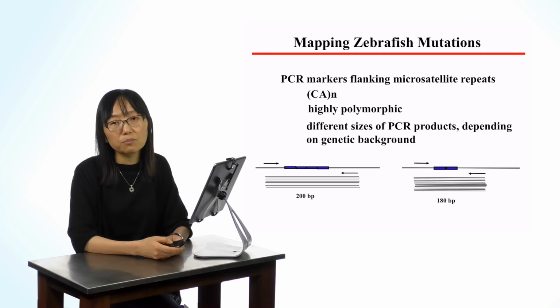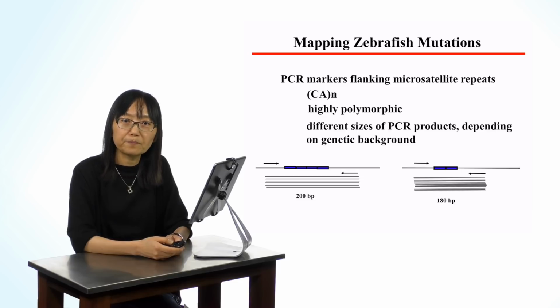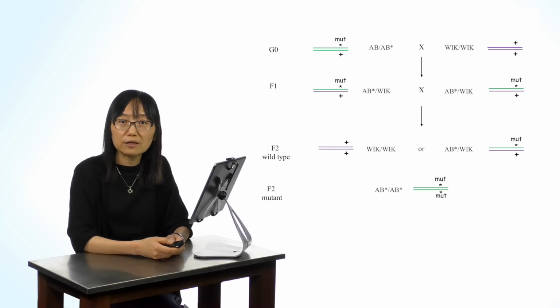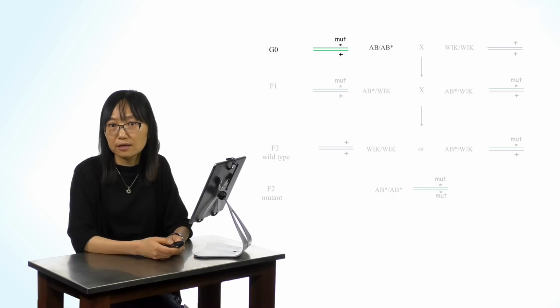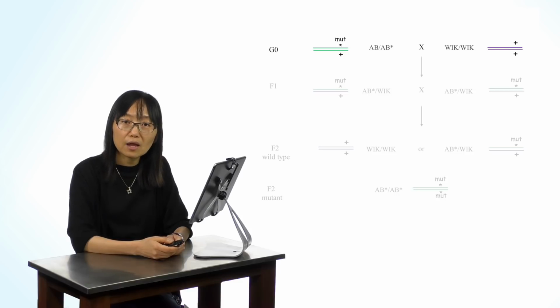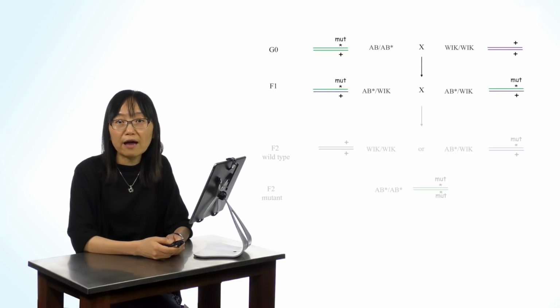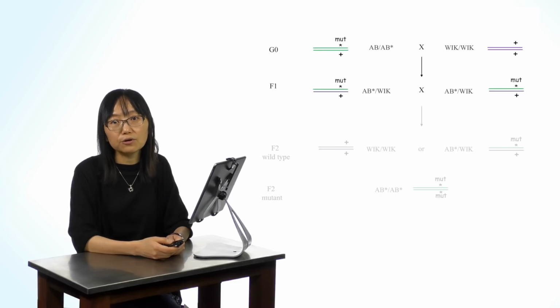If you use PCR primers flanking these tandem repeats, you will generate bands with different sizes. This is the base of the polymorphism. Let's assume that you generate your mutation in the zebrafish AB strand. To map the mutation, you need to cross the heterozygous individual to a fish from a polymorphic background, for example, the wik strand.